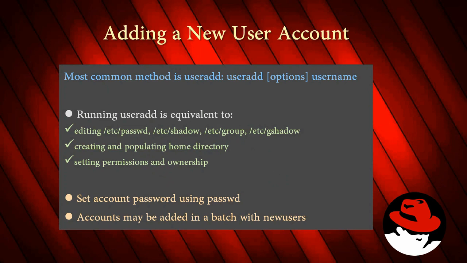Running useradd is equivalent to editing the password entry in the /etc/shadow file, group, and gshadow. It creates and populates the home directory. It sets permission and ownership. You can set the account password using the passwd command. We have learned about this earlier. Accounts may be added in a batch with newusers as well.